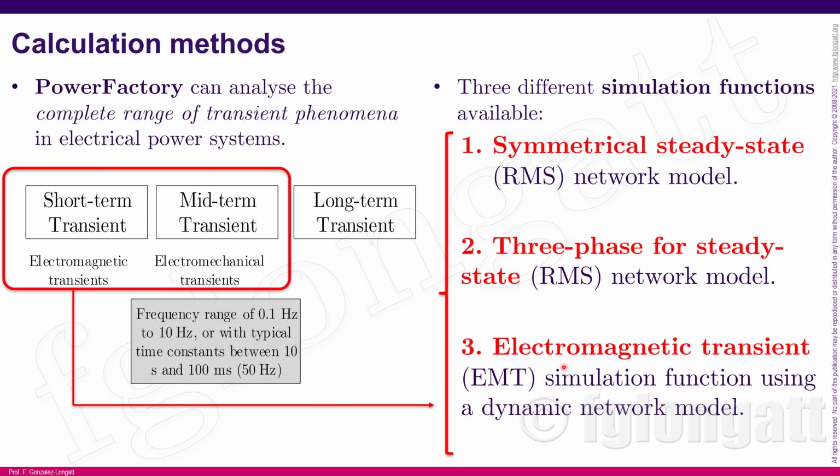And finally, the third simulation function that we have inside Power Factory is basically the electromagnetic transient. Electromagnetic transient is used for this kind of very short-term simulation using instantaneous values, okay? Using instantaneous values. And that we will discuss each one of them later, step by step.